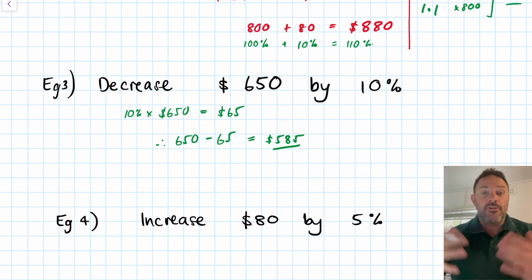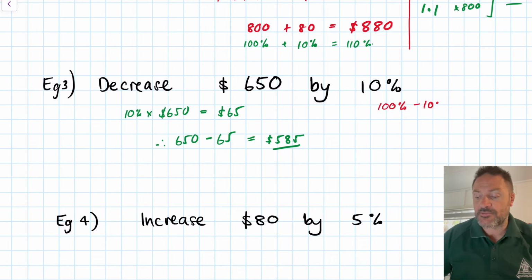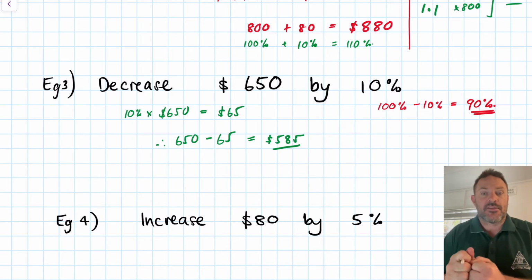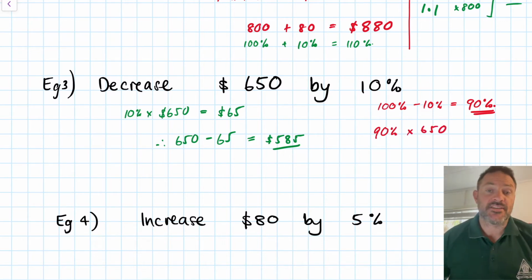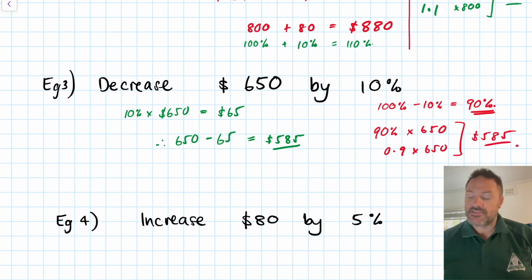Now, for those who are more advanced, looking at for that instant multiplier, well, if you've got 100% of your price and you're decreasing it by 10%, that means you're subtracting 10% of the price. That means in total, what you're looking at is you're finding 90% of the actual price. So if you simply said 90% times 650, or if you want to use a decimal, 0.9 times 650, that would have automatically decreased your price by that 10%.